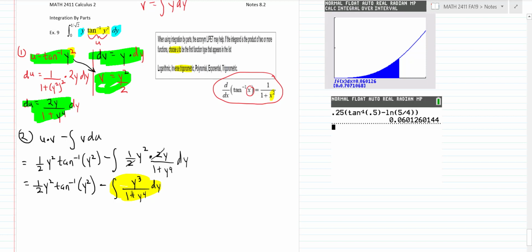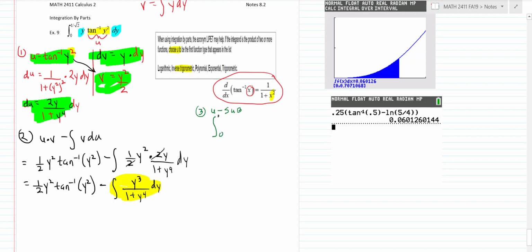Now what you could do right here, if you wanted to, is go ahead and evaluate this from 0 to 1 over square root of 2, or you can wait till the end. It doesn't matter. I usually just wait till the end. So I'm going to focus on this thing right here and get this put together. This looks like a U-substitution integral, so I'm going to go over at the side and do a U-sub on this integral.